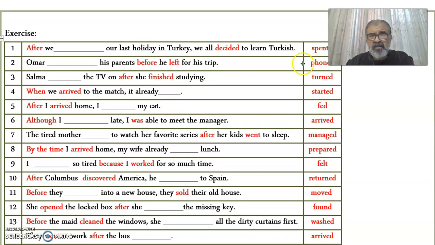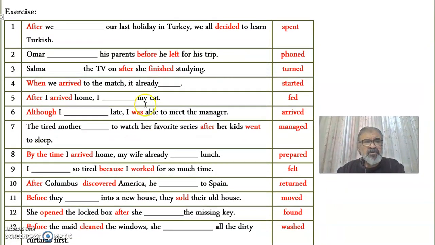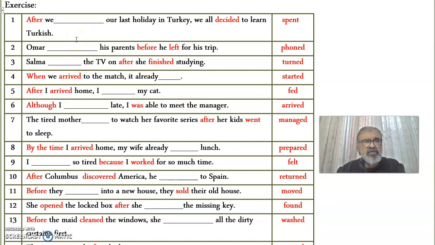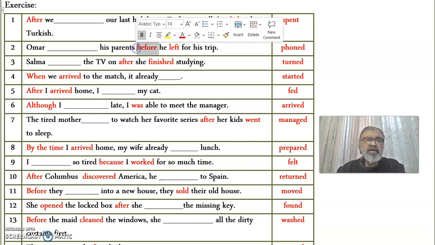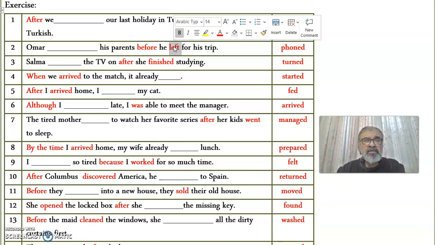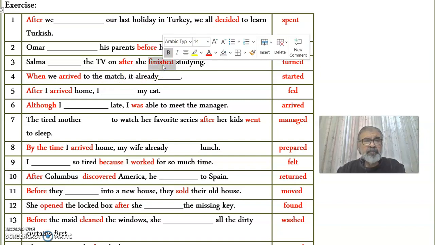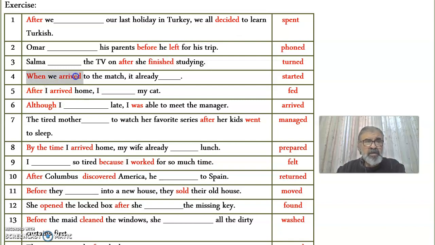All these exercises actually are simple because they are all used in the past simple. All that you have to do is to decide which action happened first and which action happens next. So after is followed by action 1, spent, then decided, action 2. Before is preceded by action 1, phoned, and then followed by action 2, left. Now after is preceded by action 2, turned, and then followed by action 1, finished. When is followed by action 1, arrived, actually action 2, then started, action 1.